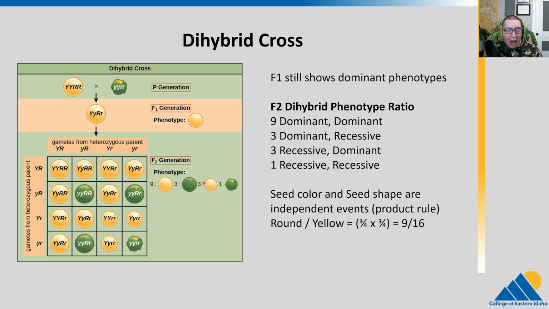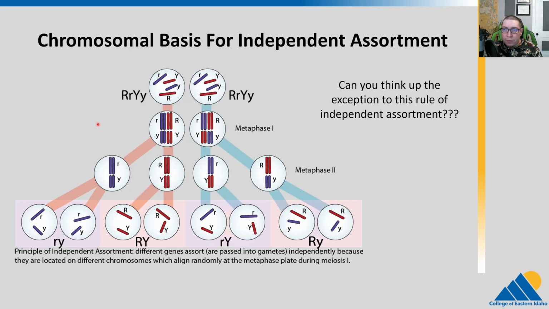Okay, so why does this happen? Why is it evenly distributed? Why isn't it that green and wrinkled are somehow interacting with one another? Well, this comes down to the chromosomal basis for independent assortment. In this case, we have our gene for seed shape, R, round and wrinkled, and our gene for seed color, yellow or green. So during meiosis, these two genes assort independently because Mendel was really, really lucky.